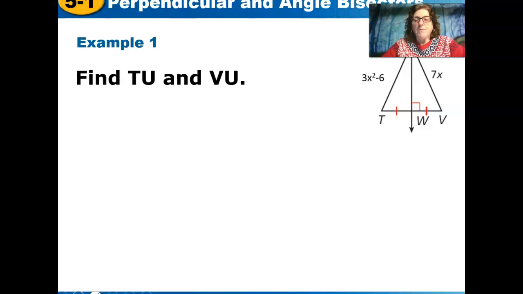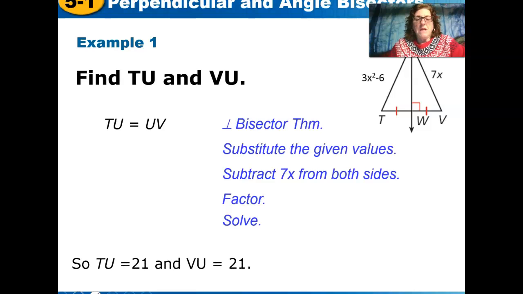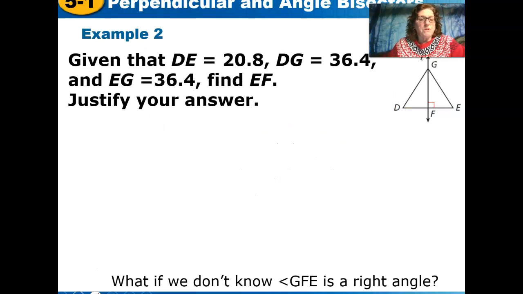So hopefully you see by the perpendicular bisector theorem that 3x squared minus 6 is going to equal 7x. You go ahead and solve that, and you're going to find that x is equal to 3, and then therefore TU and TV are equal to one another, and they're going to equal 21. I don't have all of the steps written out for you here, but indeed x is equal to 3, and your answers are 21. Please go ahead and do example 2.